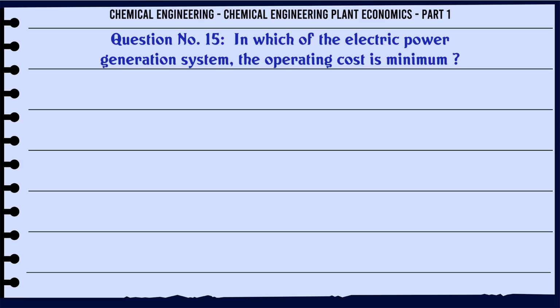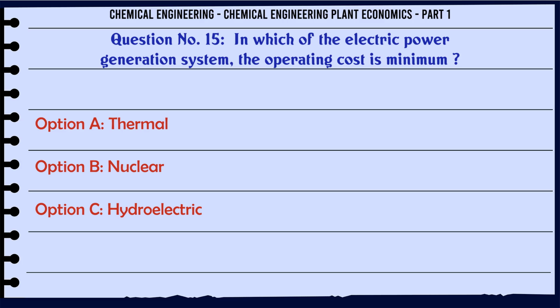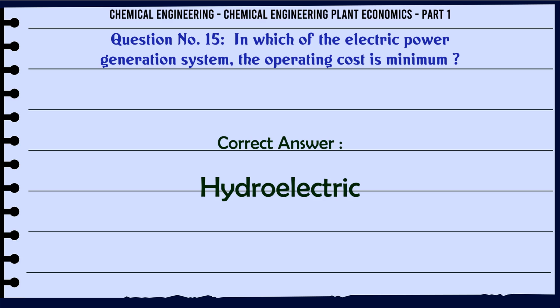In which of the electric power generation system, the operating cost is minimum? A. Thermal, B. Nuclear, C. Hydroelectric, D. Fast breeder reactor. The correct answer is hydroelectric.